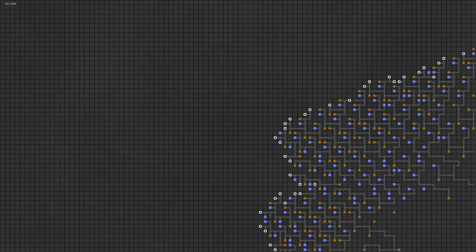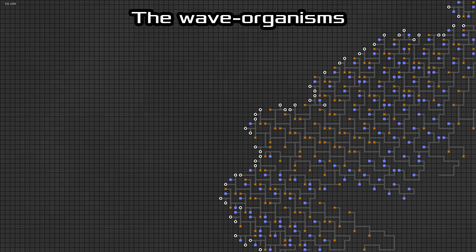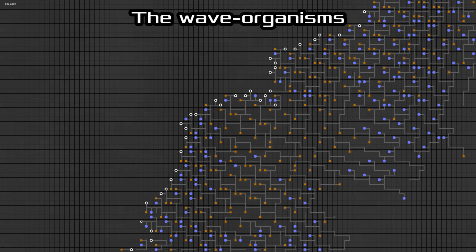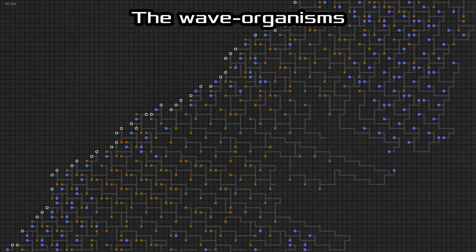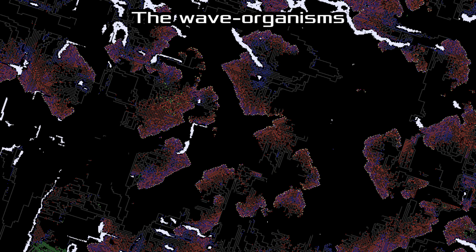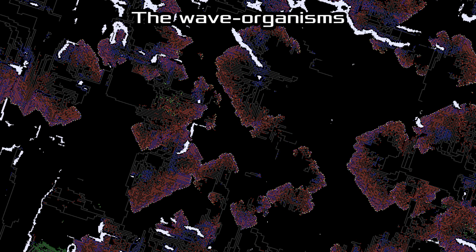Organisms without green cells form wave-like shapes. Those are capable of consuming energy and organic matter quite efficiently. Wave-shaped organisms got the name wave organisms.